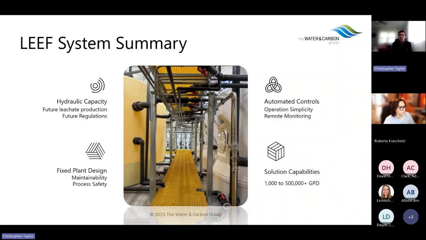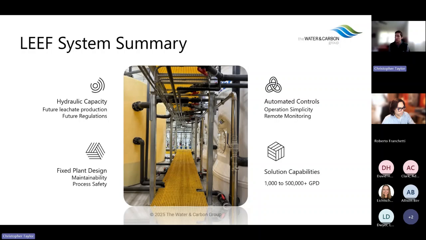So, to wrap up in summary, I mentioned hydraulic retention time, HRT. I see HRT as opportunity for removal, right? How much opportunity are we going to give for removal for our LEAF system? We like to give 90 minutes' worth in our designs, which is a lot of chance for as much removal as possible. Fixed plant designs is something that we emphasize in a lot of cases.